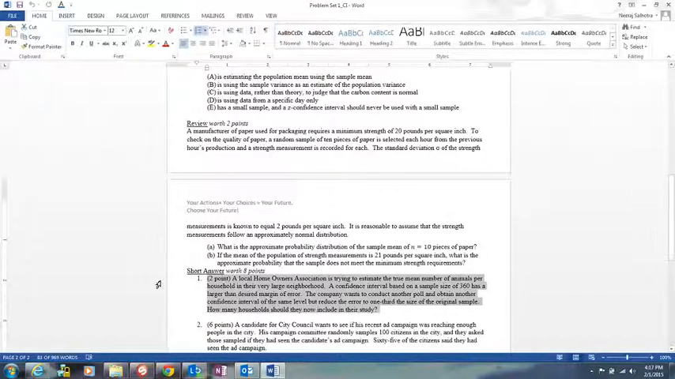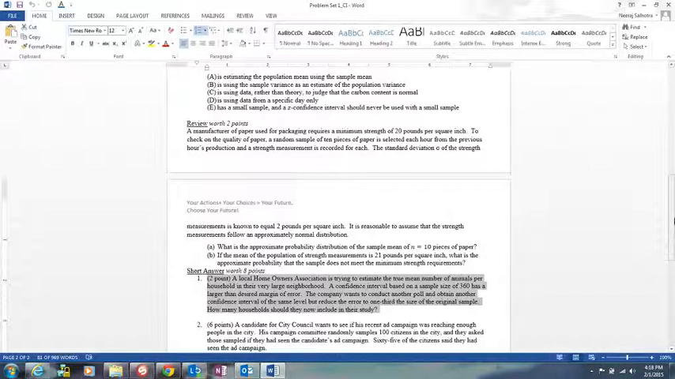It says a local homeowners association is trying to estimate the true mean number. So if they're talking about mean, that means they want a t interval. Mean means it's a quantitative variable. They set a confidence interval based on a sample size of n, so n1 was 360, has a larger than desired margin of error. So margin of error in sample 1 is too high.